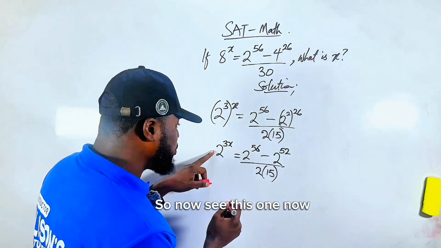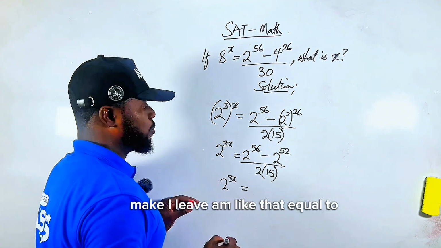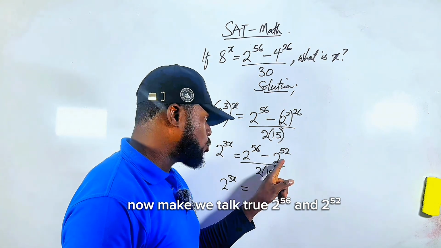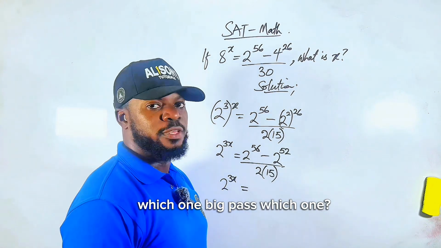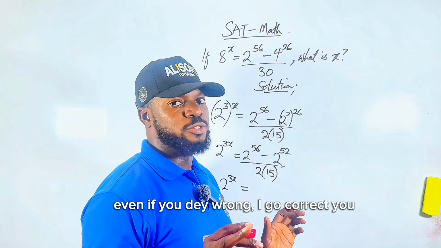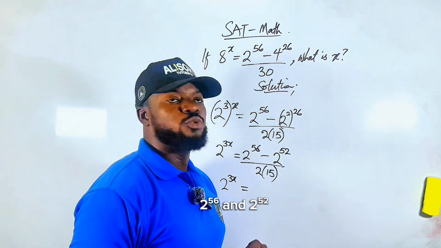So now, see this one, we get 2 to the power of 3x, let me leave it like that, equal to. Now, let us talk it through: 2 to the power of 56 and 2 to the power of 52. Which one is bigger? Put it in the comment section. Feel free to talk; even if you are wrong, I will correct you. 2 to the power of 56 and 2 to the power of 52, which one is bigger?